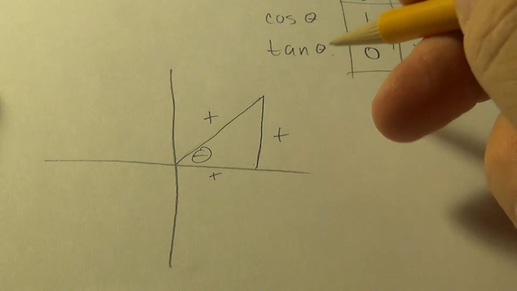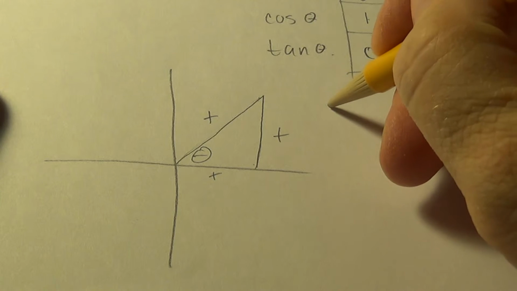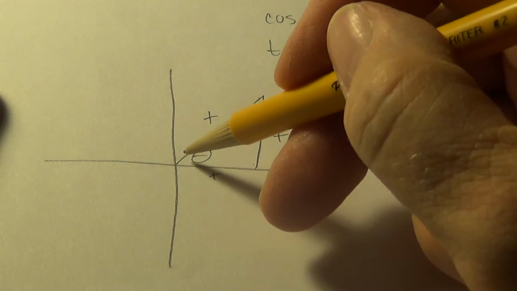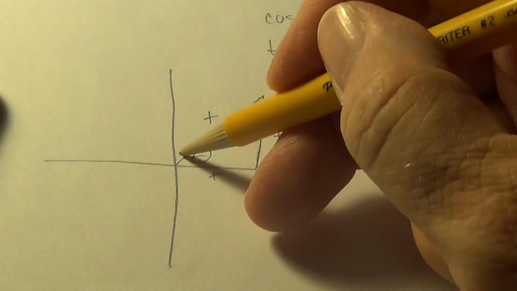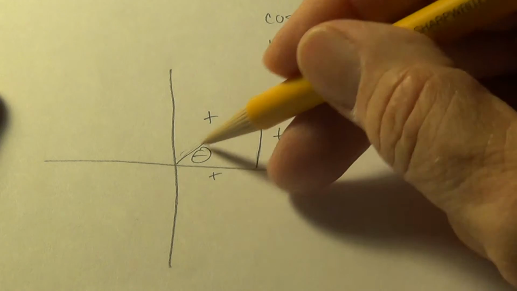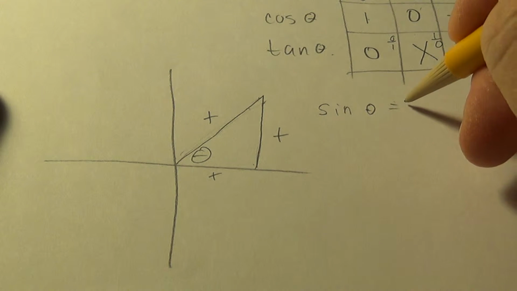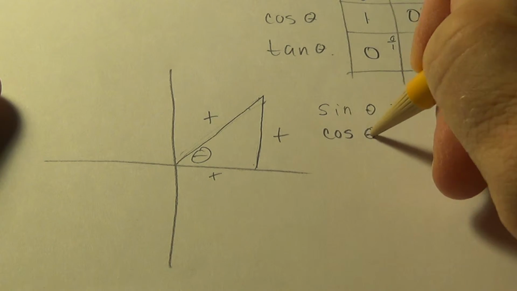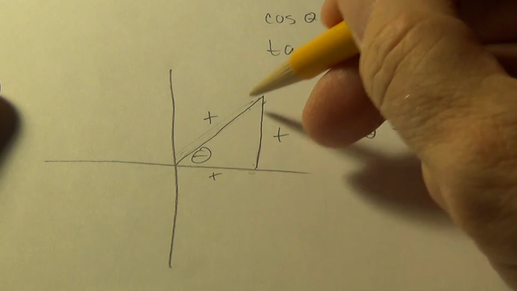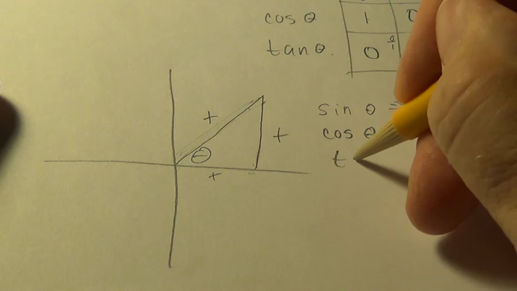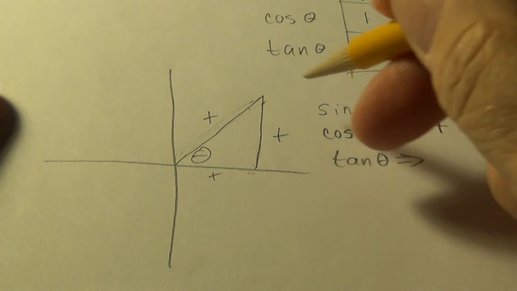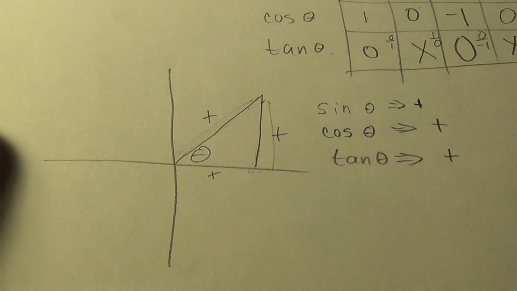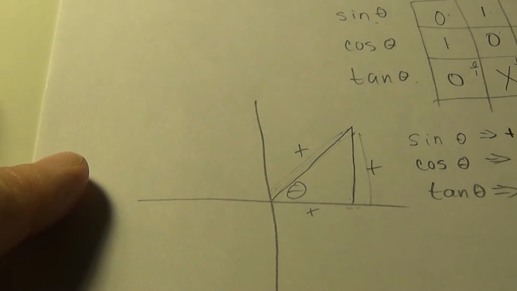So with those marked, I can indicate that the sine of any angle in the first quadrant is going to be a positive number divided by a positive number. Opposite over hypotenuse is going to be positive. And cosine, adjacent over hypotenuse, will also be positive over positive, which is positive. And tangent is opposite over adjacent, positive over positive. So in the first quadrant, all of those trig functions are positive.